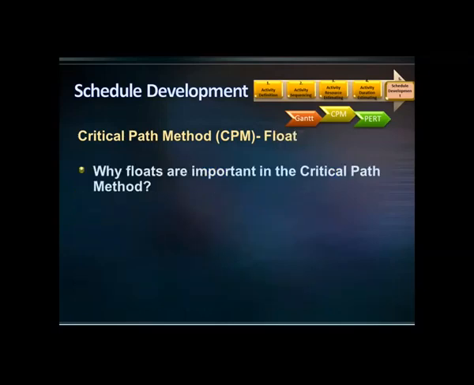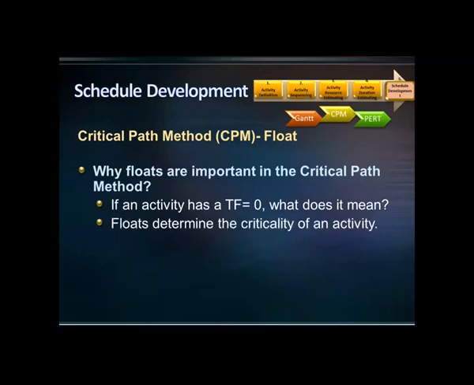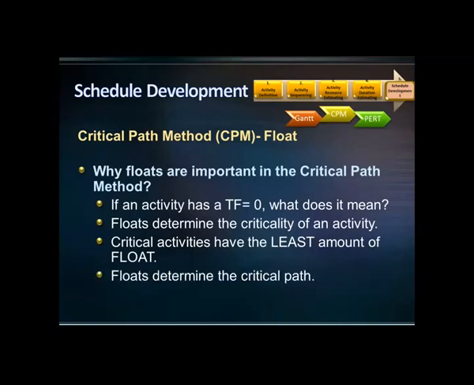Why are floats important in the critical path method? To answer this question, let me ask you another question. If an activity has a total float of 0, what does it mean? It means that there is no room for delay in that activity. If that activity is delayed or extended, then the overall project's completion date will be extended. In other words, that activity is a critical activity. Therefore, floats determine the criticality of an activity. Critical activities have the least amount of float. Floats determine the critical path. That's why floats are important in the critical path method.